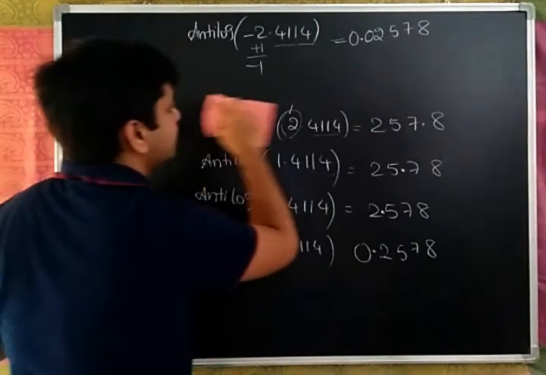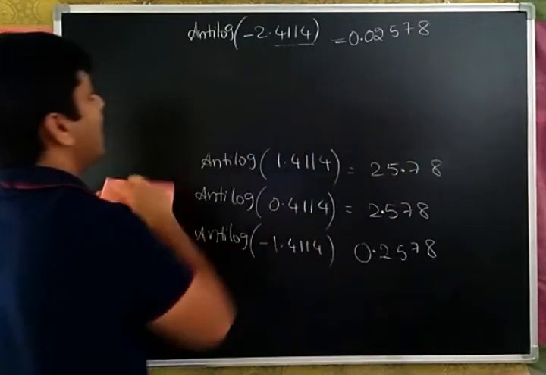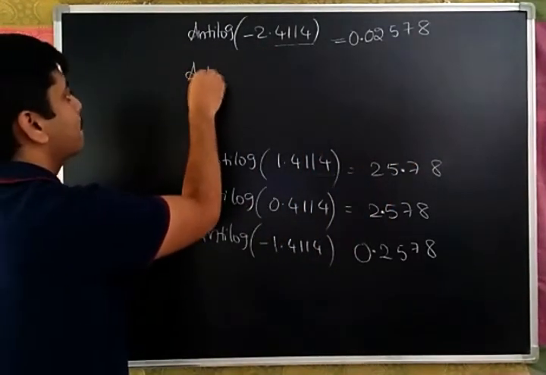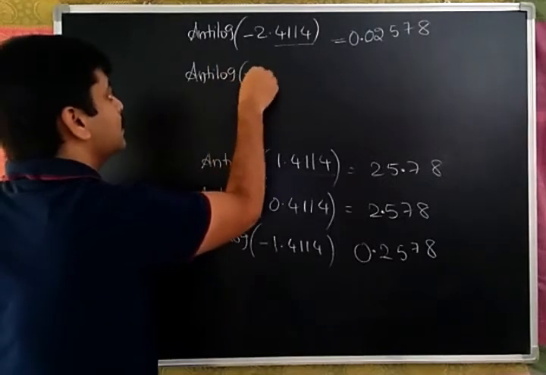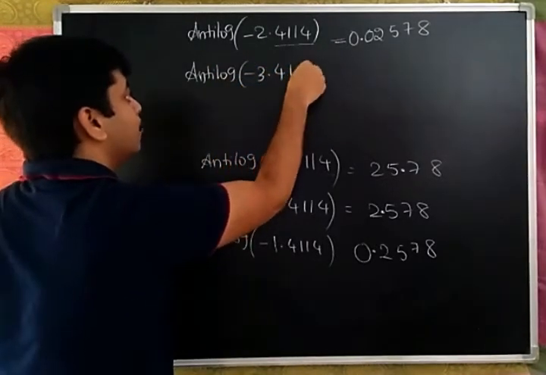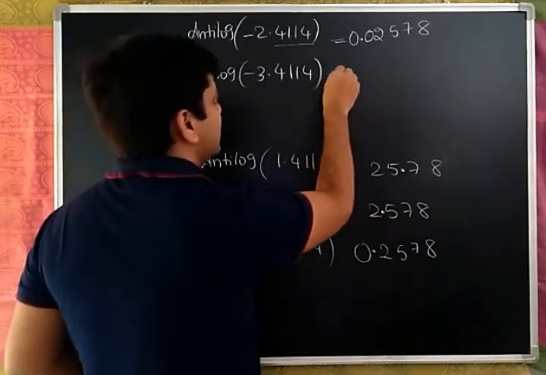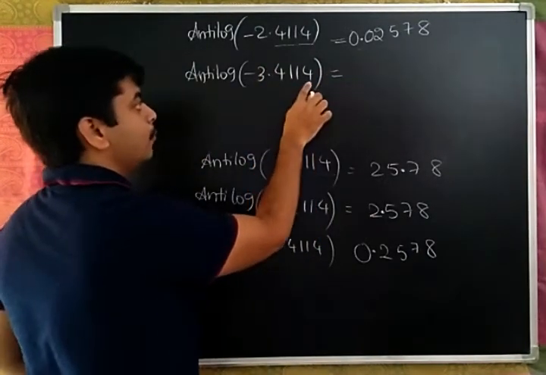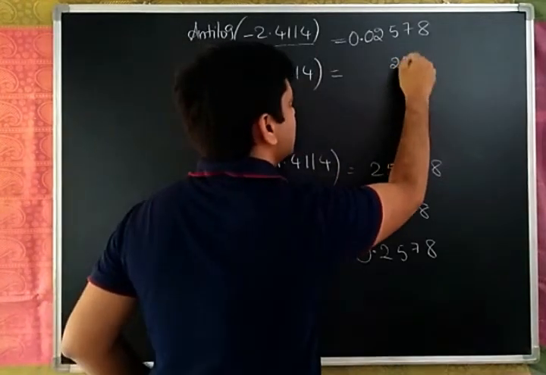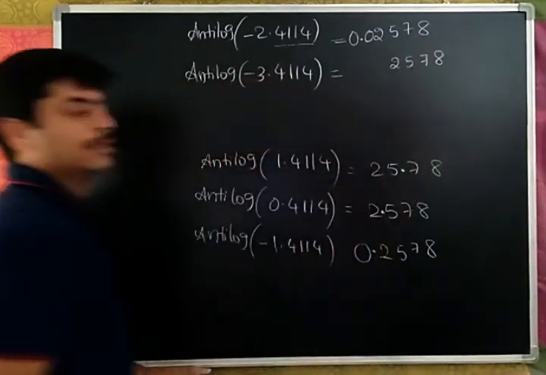The same. Let us continue. Antilog of minus 3.4114. How to find this one? It is the same. Minus 3, forget about that. 0.4114, you will get the same digits, that is 2578.